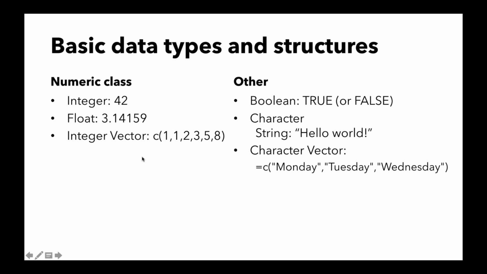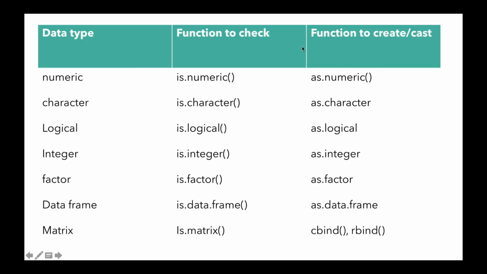All right, and then we have something called a character vector. This is when we have more than one variable. So we're thinking again of a column in Excel, a single column, all data of the same type. Here's a character vector: Monday, Tuesday, Wednesday. And to create a vector, we use this C function, which I will get to.